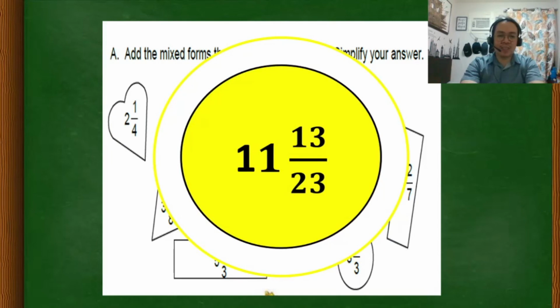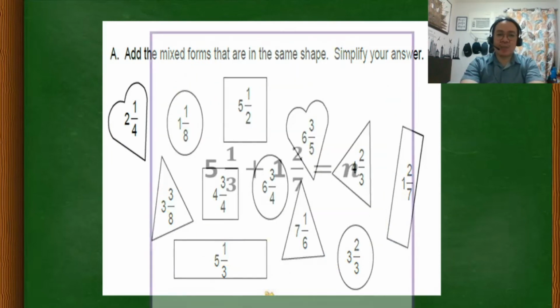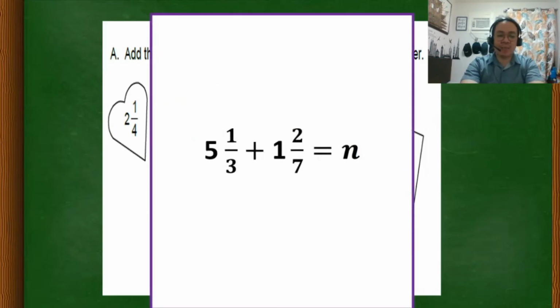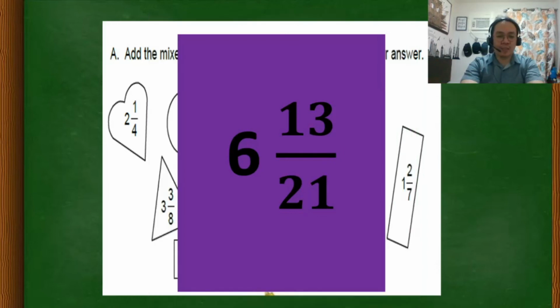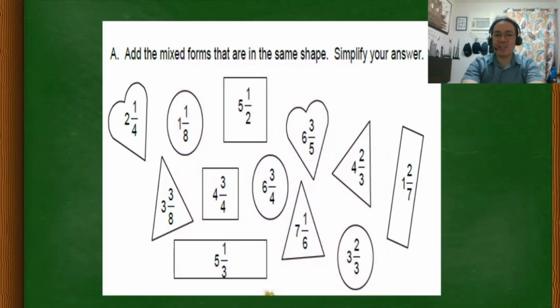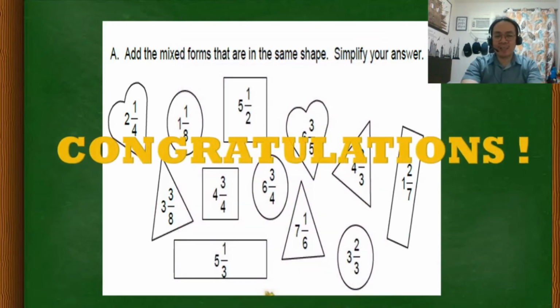Congratulations! Then the last one is rectangle shape. 5 and 1/3 plus 1 and 2/7. The answer is 6 and 13 over 21. Wow! Congratulations! This time, if you get 5 correct answers, yay! Congratulations!